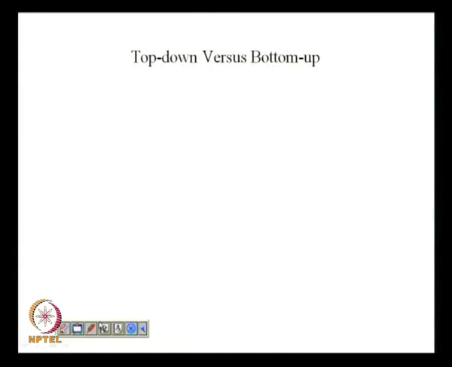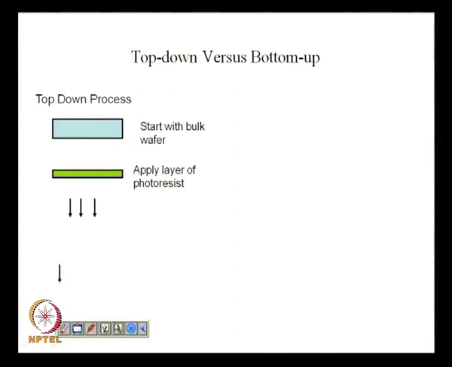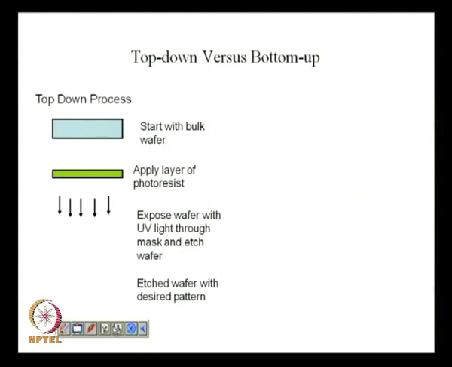Finally, we are going to summarize the difference between the top down and bottom up processes. In the top down process, you start with a bulk silicon wafer, and then you apply a layer of photoresist on top of it, and the photoresist will be exposed to UV rays through a mask, and the wafer is etched in order to obtain certain areas which would be protected and certain areas which are not going to be protected.